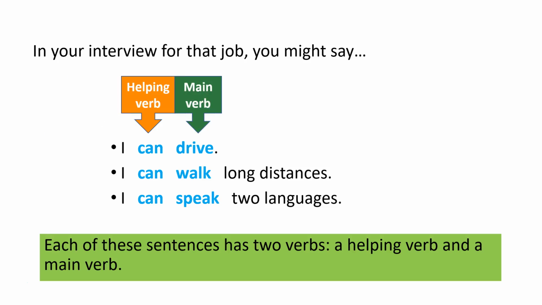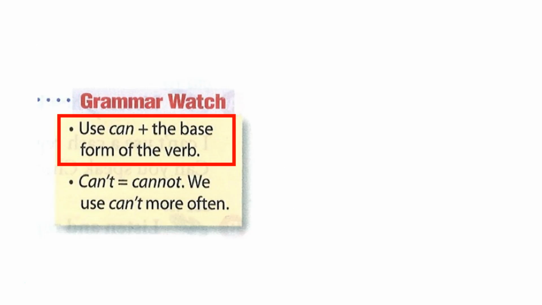So usually the main verbs have an action related to them or something that you can picture in your mind. Usually the helping verbs are small words that go next to the main verbs, and we use them for grammatical reasons. Then there's a little note in your book called Grammar Watch, and here at the top it says use can plus the base form of the verb.